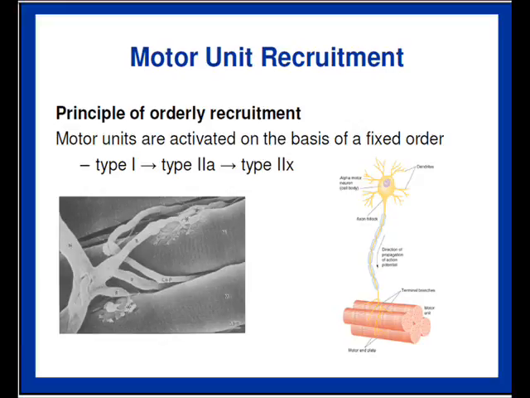Okay, motor unit recruitment. I spoke about this earlier. Principles of recruitment. Motor units are activated on the basis of a fixed order, going from type 1, slow twitch, smaller neurons, to type 2A, then type 2X. That's how they recruit. Okay. Type 1 first, type 2A, then type 2X.